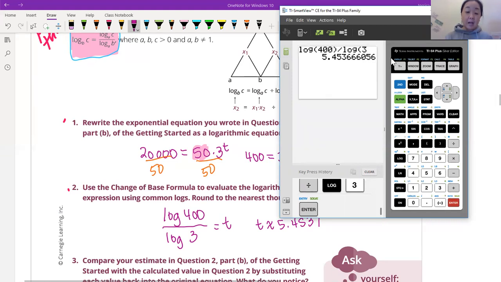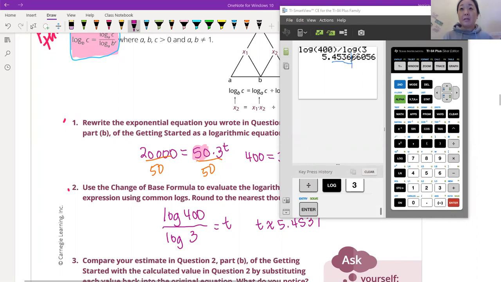5.453666056, and et cetera, et cetera. It doesn't stop there. It just keeps on going. But I want you to get used to rounding to the nearest 10,000th place. How many places is 10,000th place? 4. Because how many zeros does 10,000 have? 4. That's how many decimal places it is.